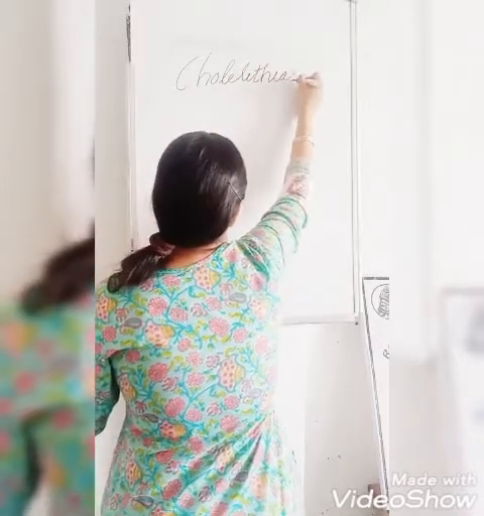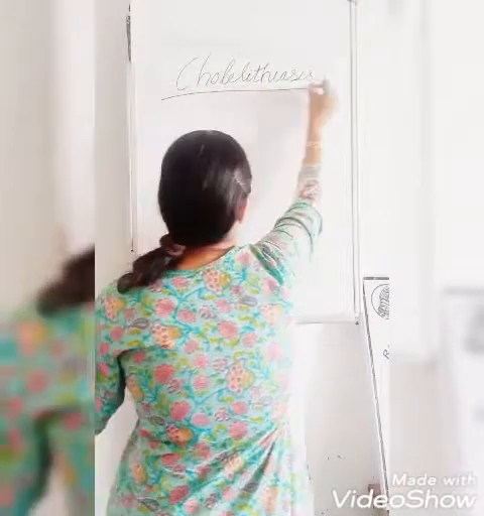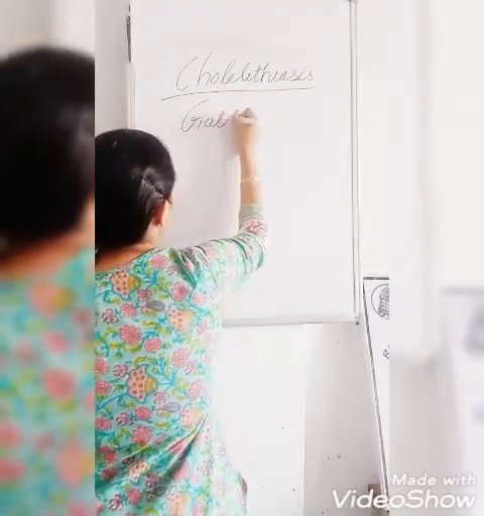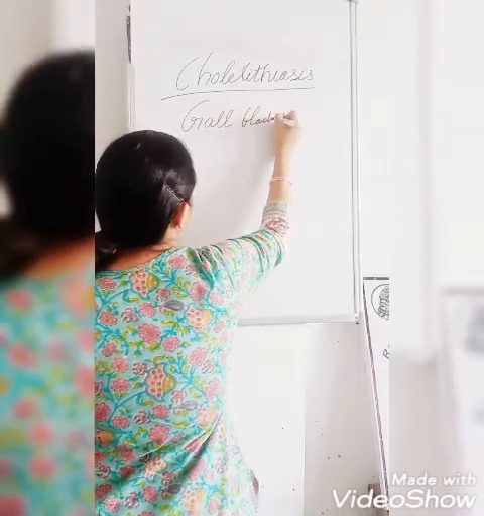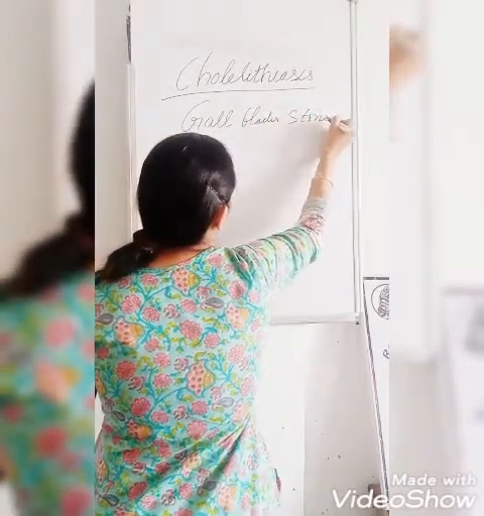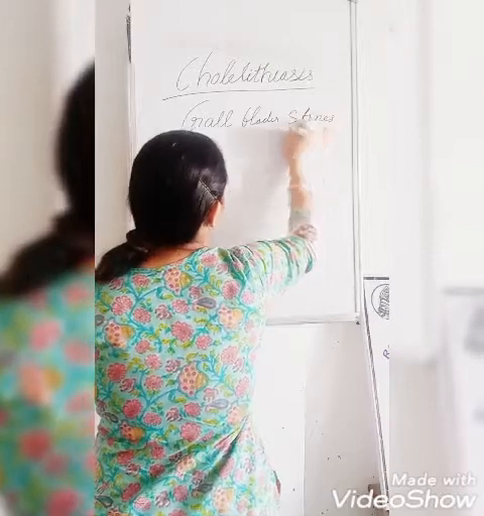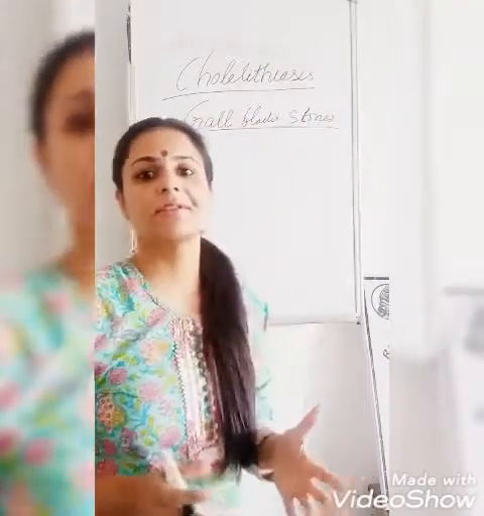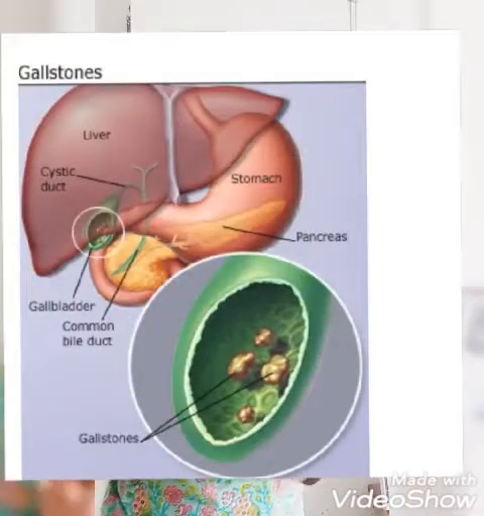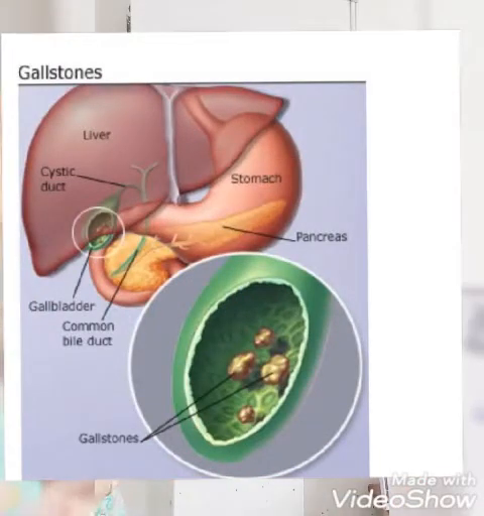Cholelithiasis, also known as gallstones. So, cholelithiasis, gallbladder stones, also known as gallstones. These are pebble-like, hard, irregular, could be small or large, could be single or multiple, like particles in the gallbladder. So, there is formation of stones in the gallbladder.